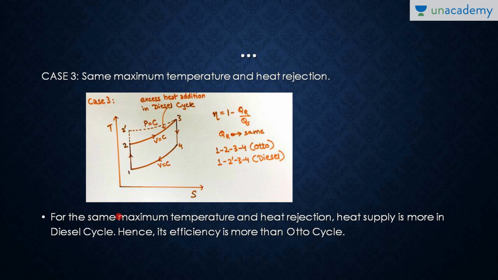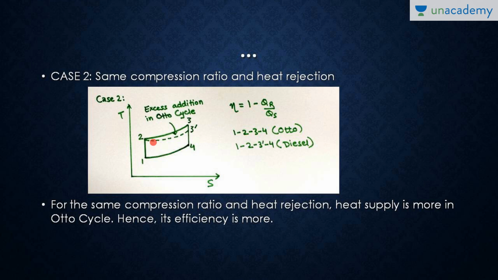So for same maximum temperature and heat rejection, heat supply is more in diesel cycle, and its efficiency is more. So in case 3, diesel cycle has more efficiency than Otto cycle. In case 1 and 2, Otto cycle has more efficiency than diesel cycle. There must be one question in your mind, that why constant pressure line is upper than constant volume in this figure, and why constant pressure line is lower than constant volume in this figure.